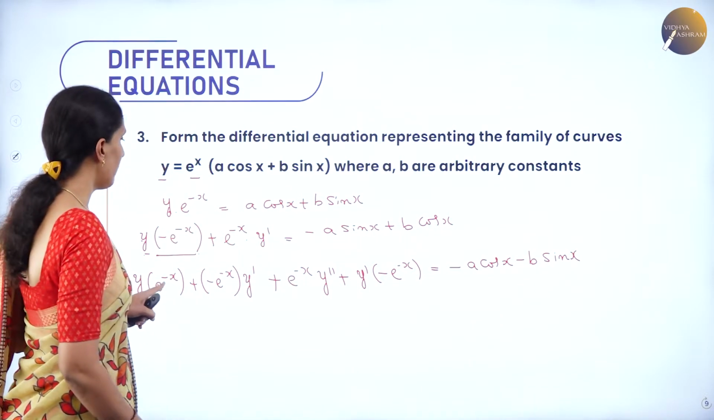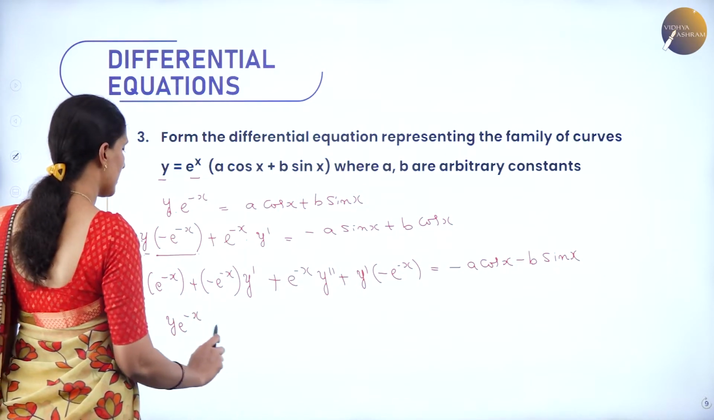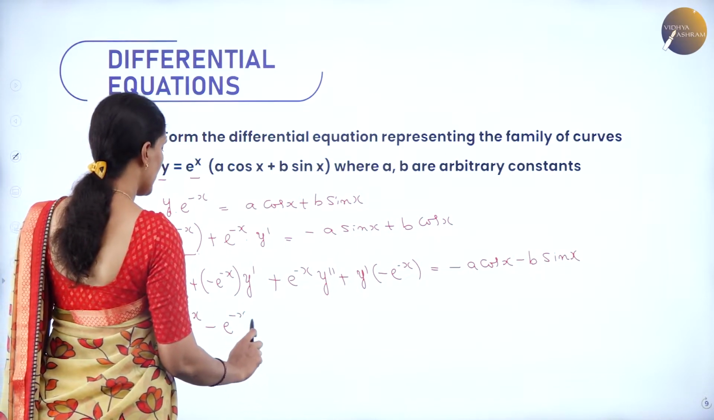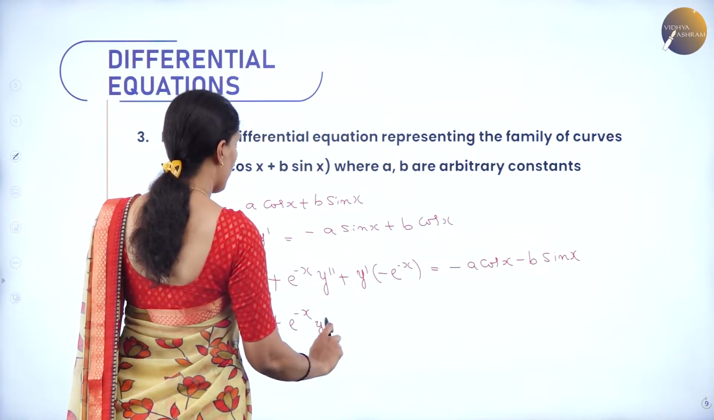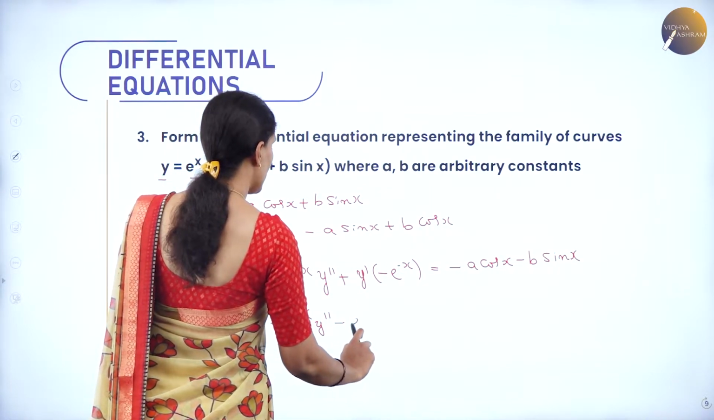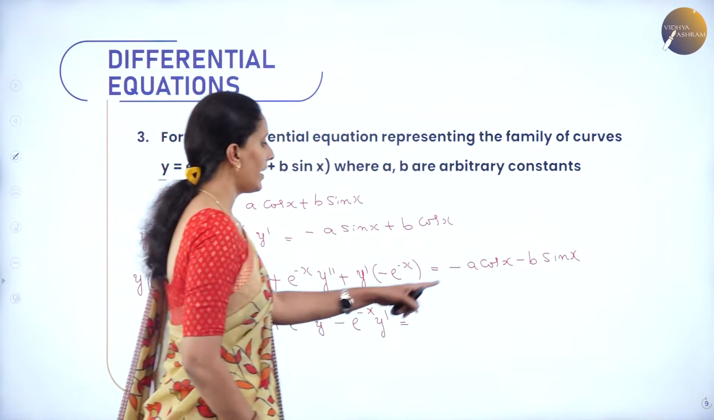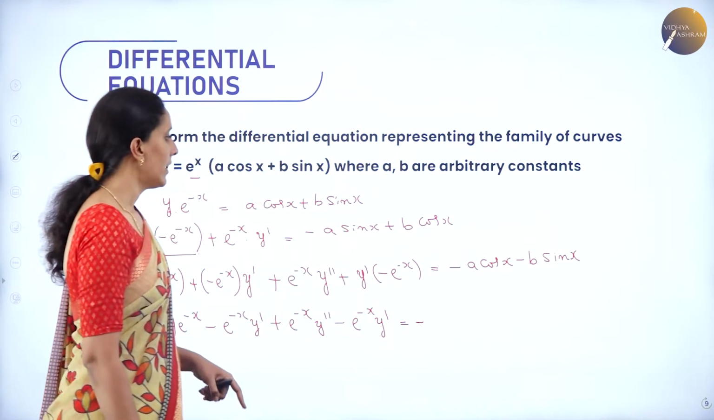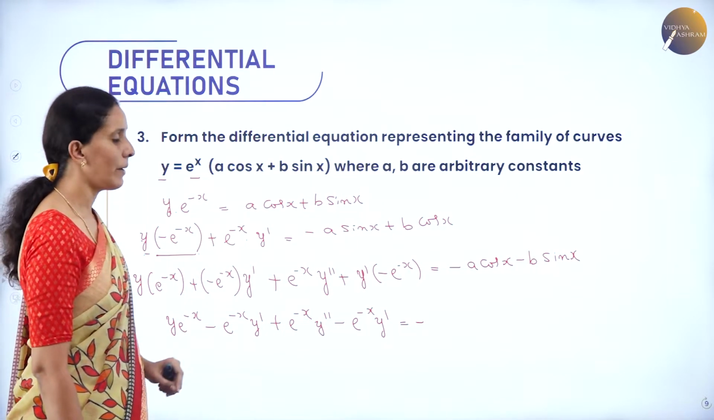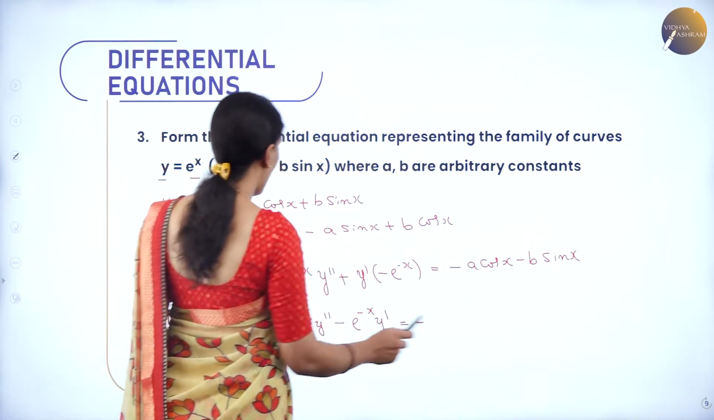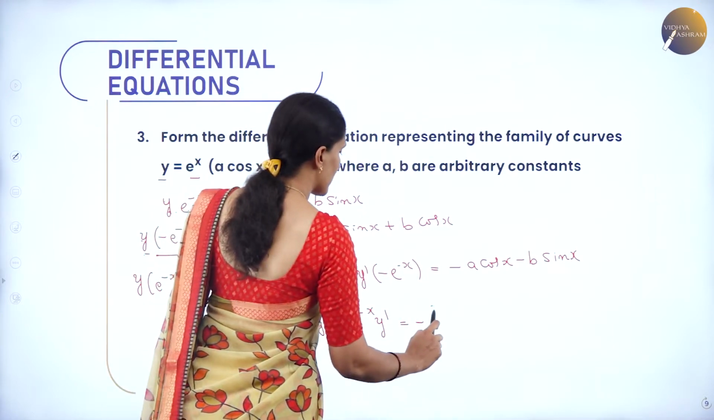Now here we can see y e power minus x minus e power minus x y dash plus e power minus x y double dash, and here we have minus e power minus x y dash is equal to, if I take minus as a common factor, it is a cos x plus b sin x, which can be written as y divided by e power x, or we can write a cos x plus b sin x as y into e power minus x.